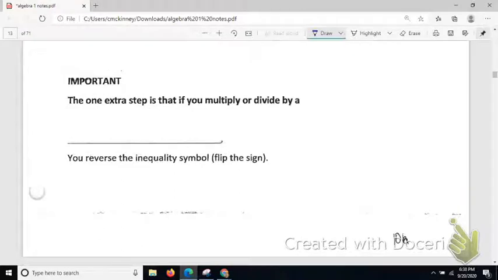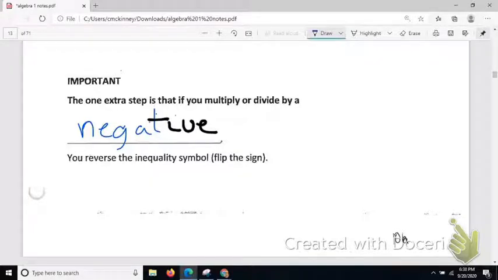Now, this is very important. So important, I'm going to sing about it. And that is that there's one extra step, and that's if you multiply or divide by a negative.